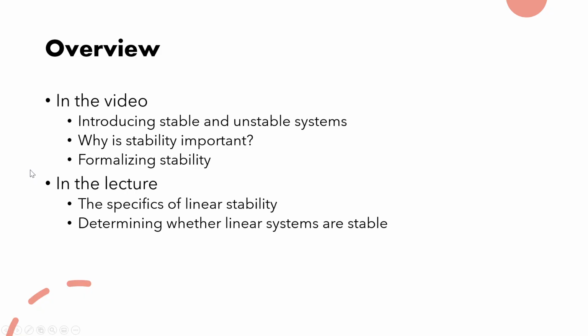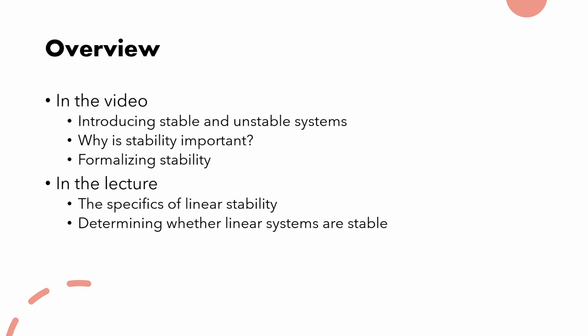So as an overview of today's talk, in the video we're going to talk about three things. The first is introducing what stable and unstable even means and taking a little bit of a look at how it manifests in certain engineering systems. Then talk about why stability is important. Why do we as control engineers need to understand this concept? And in the beginning, we're going to talk fairly informally, and towards the end of the video, I want to give us a mathematical framework we can use as a starting point for the remainder of our discussion about stability. So we're going to get a little bit more formal.